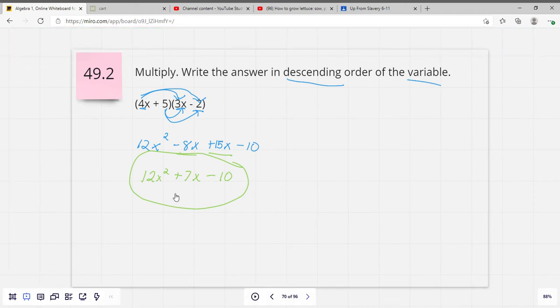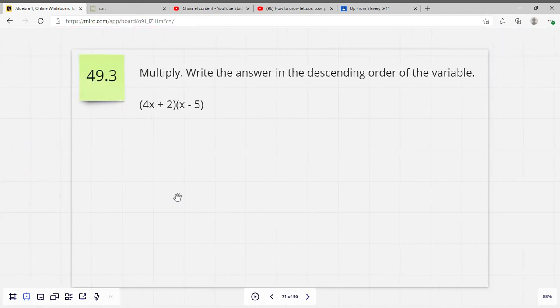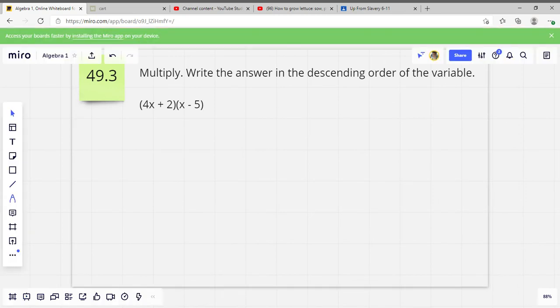Alright, there's another way that you can set these up that makes it easier to see those like terms. I'll do it that way on this one. Alright, so we're going to start by multiplying our 4x times x. So that would get us 4x squared. Now we're going to do 4x times negative 5. So 4 times 5 is 20, and that would be negative 20x. Alright, now we're going to do our 2 times our x, and we get 2x.